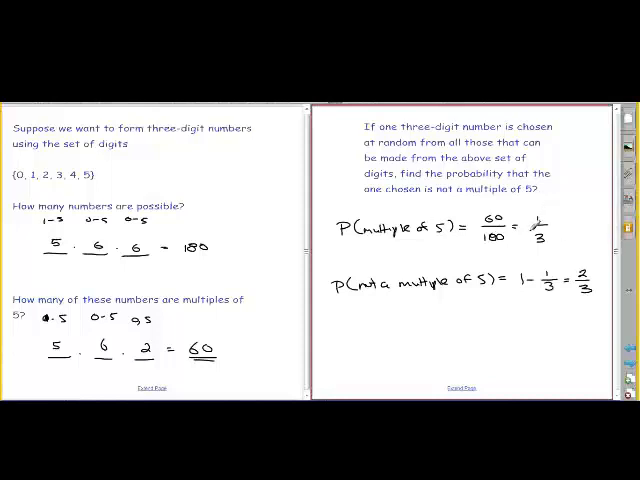So it's the probability of 1/3 that it's a multiple of 5, therefore it's a probability of 2/3 that it's not a multiple of 5. It either has to be multiple of 5 or not a multiple of 5. So if you add these 2 probabilities, you get 1, which is certain. It's certain that if you pick a number out of there, it's going to be a number. That's kind of what 100% certainty means.